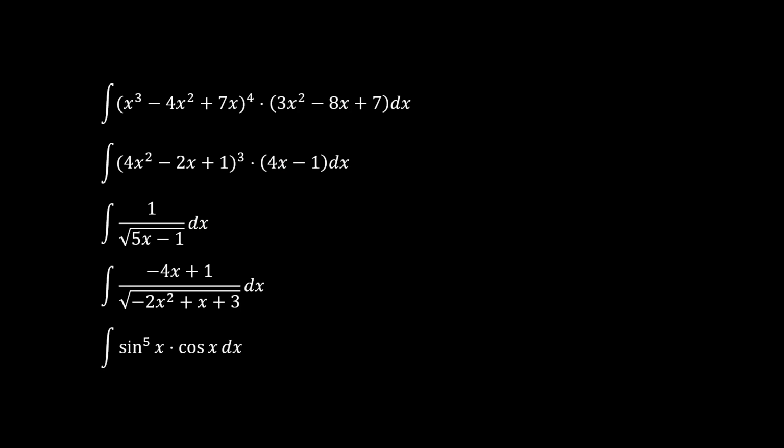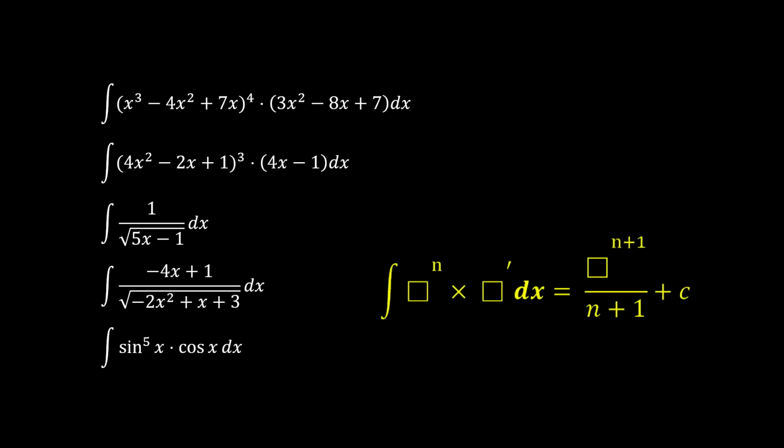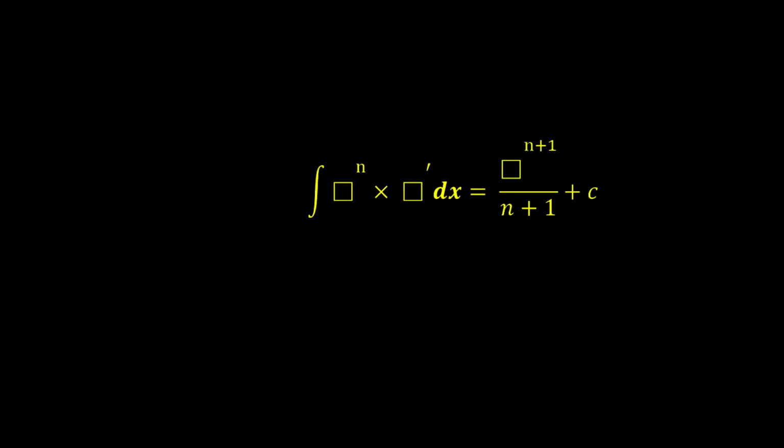Today, I will show you how to easily solve each of the 5 different problems shown here using the box rule. With this rule, we can solve a wide range of integration problems with ease and efficiency. The box rule states that if you have an integral of the form where the box is raised to the power of n and multiplied by its derivative, then we can simply increase the exponent of the box by 1 to obtain n plus 1 and divide the result by n plus 1 to calculate the integral.